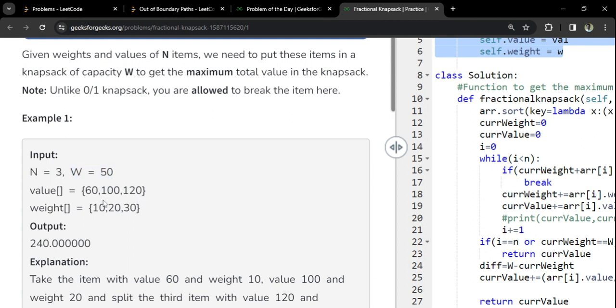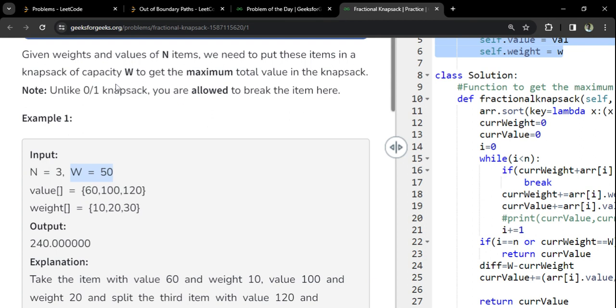How to do that? See here, this particular item has this particular value, and it has a weight of 10. The second item has a value of 100 and has a weight of 20. And this particular item has a value of 120 and has a weight of 30 kgs. Let us say 30 kgs. Now if you add all the weights, what is the total? We'll get that the total is 60. But we are allowed only 15.